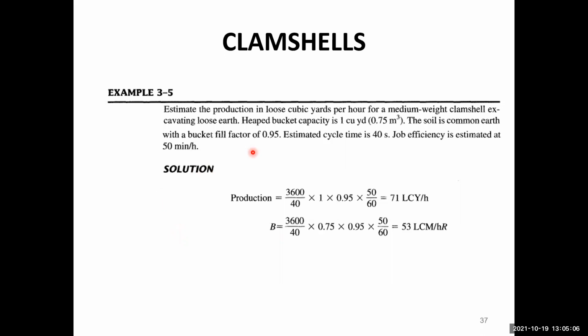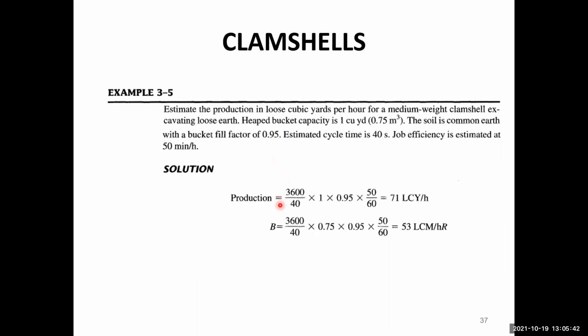Okay, so how is its production measured? That has been illustrated over here with the help of this example 3-5. Estimate the production in loose cubic yards per hour for a medium weight clamshell excavating loose earth. The heaped bucket capacity is 1 cubic yard, or about 0.75 cubic meter. The soil is common earth with a bucket fill factor of 0.95. The estimated cycle time is 40 seconds. The job efficiency is estimated to be 50 minutes per hour.